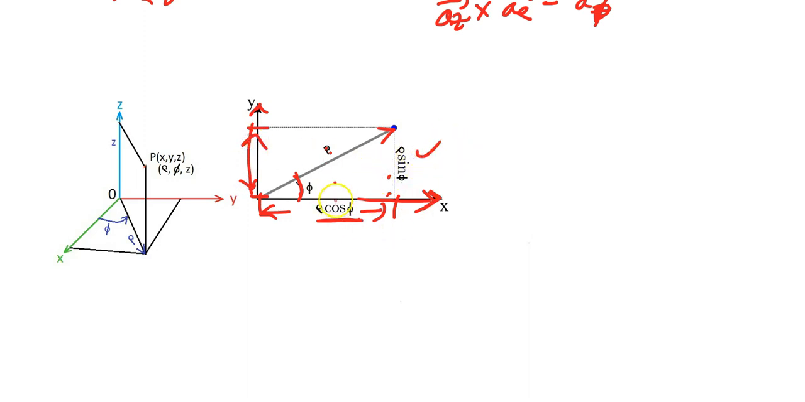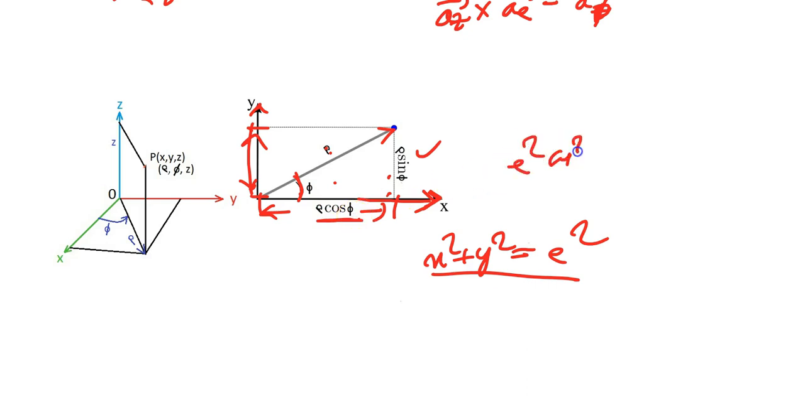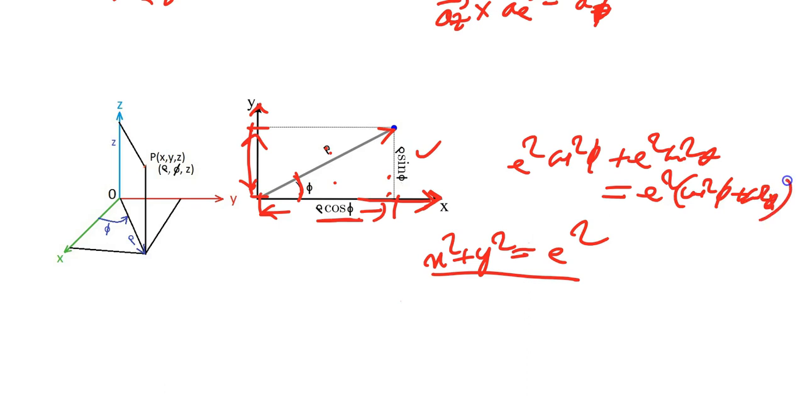Also you know from the Pythagoras theorem, x square plus y square is equal to rho square. You can check: rho square cos square phi plus rho square sin square phi equals rho square into cos square phi plus sin square phi, which is rho square.